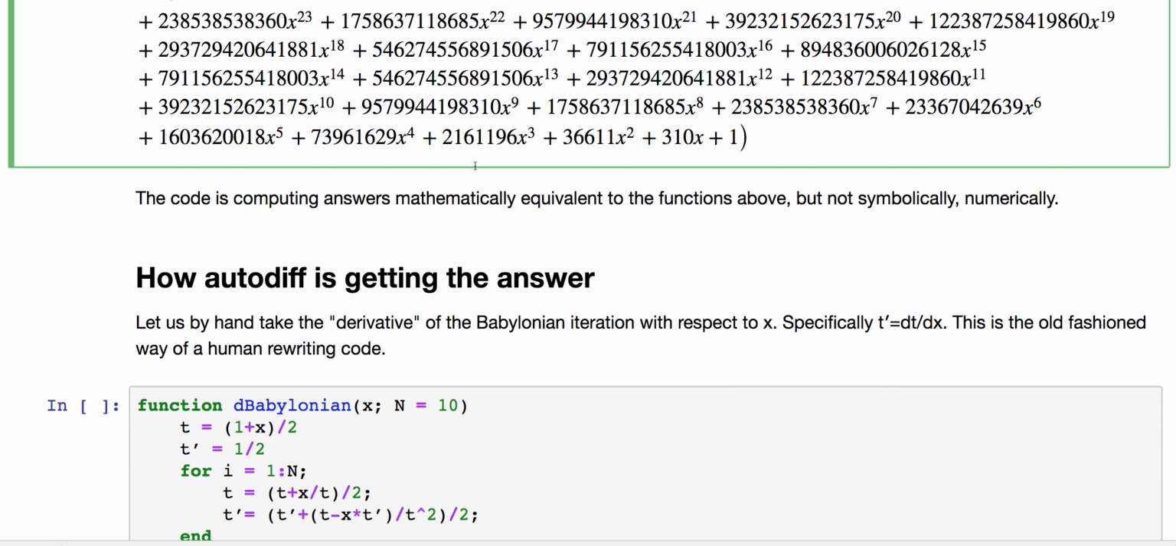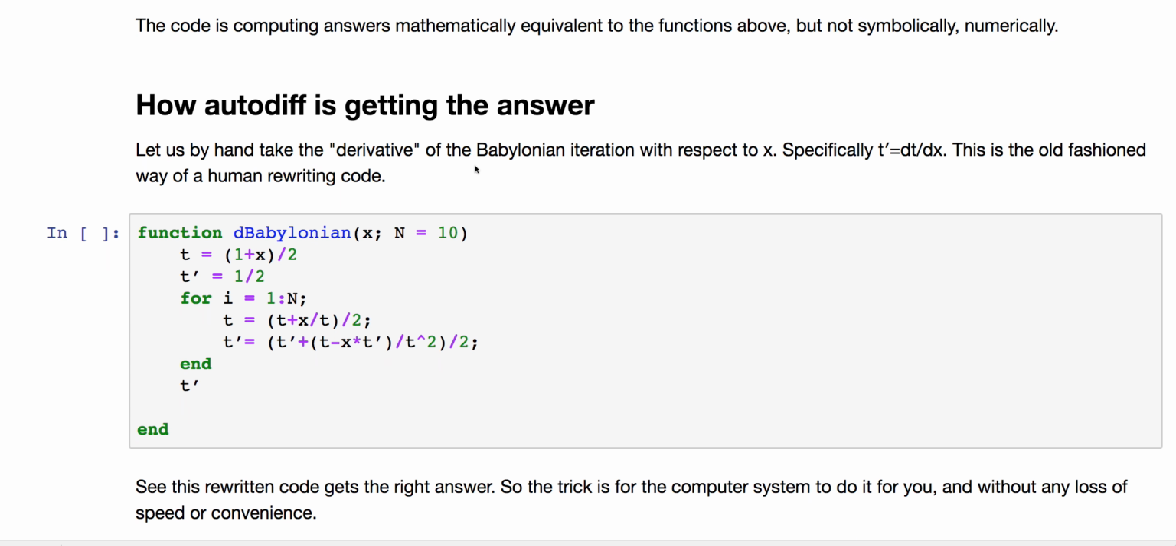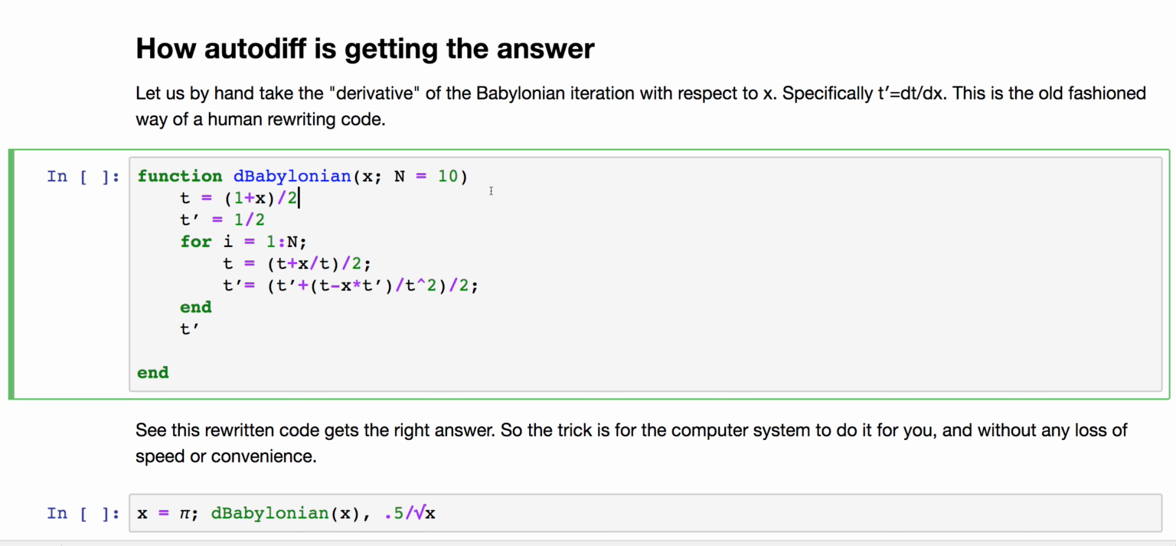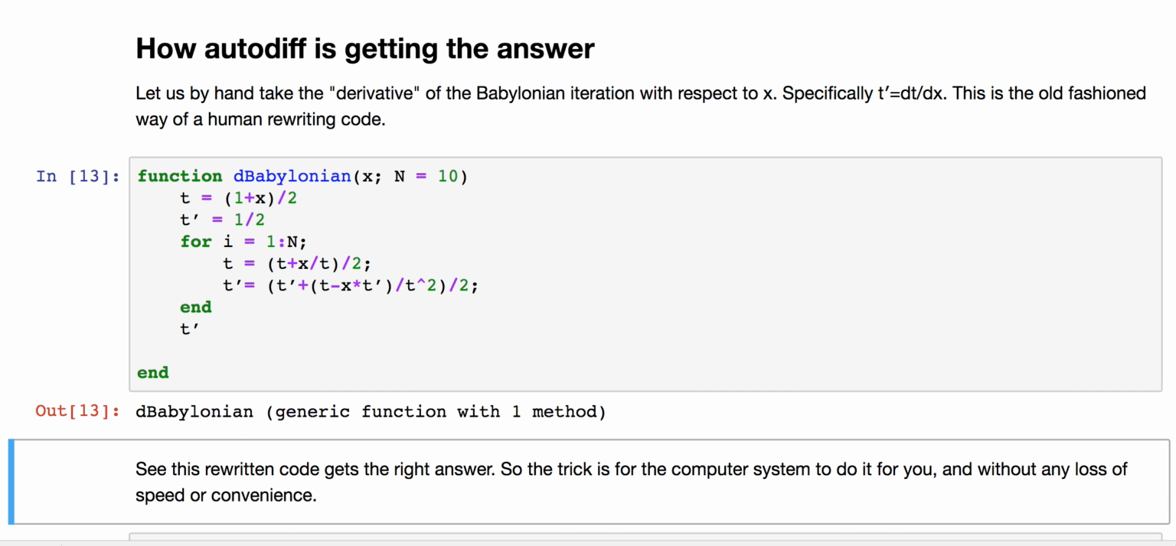So how are we getting the answer? Well, let me start to reveal the truth. Before I do it the way Julia's doing it, let me show you the old-fashioned way one might do it. One can actually handwrite, this is not what we're going to do in the long run, but one could actually handwrite a derivative of every other step of the algorithm.